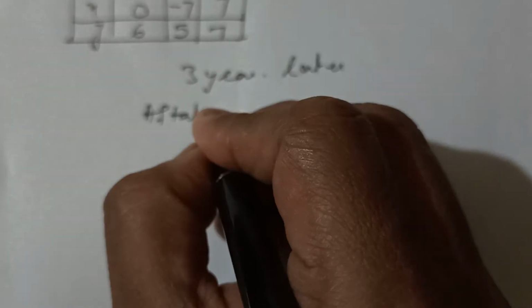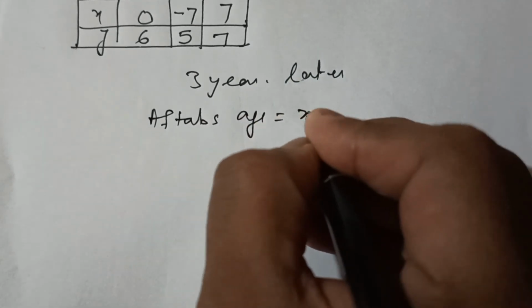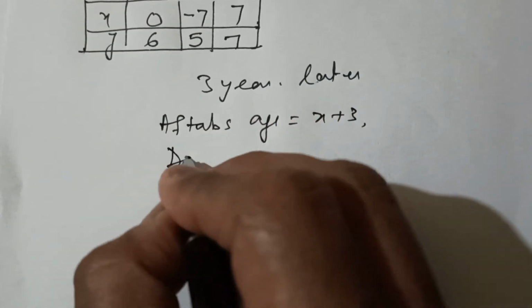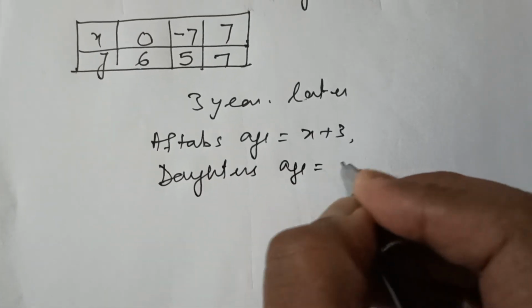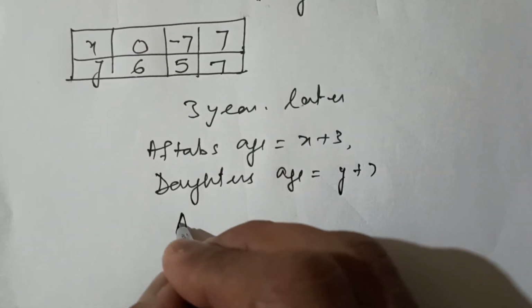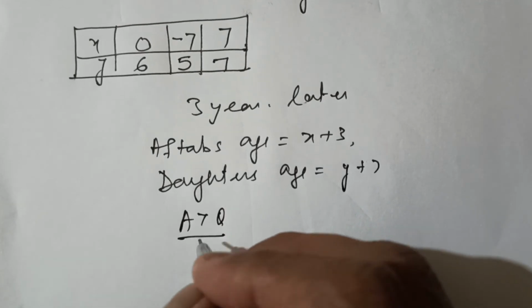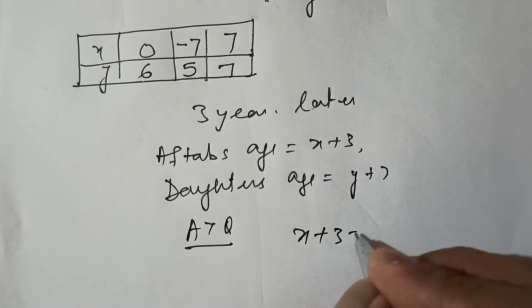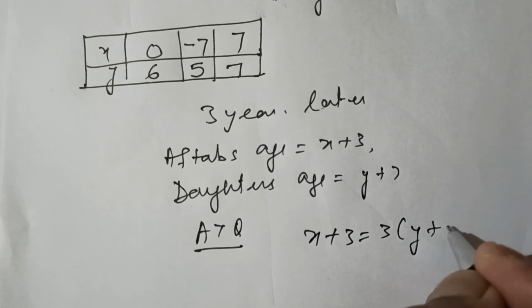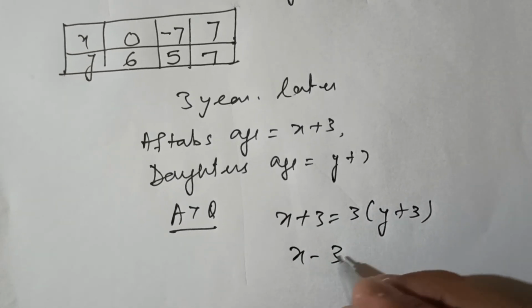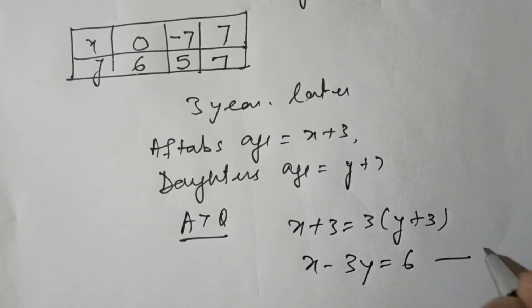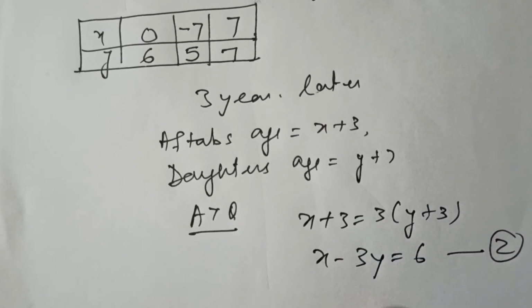Second equation, 3 years later. Aftab's age is equal to x plus 3. Daughter's age will be equal to y plus 3. Again, according to the question, x plus 3 is equal to 3 times y plus 3. Rearrange these terms and we get x minus 3y is equal to 6. This is the second equation.